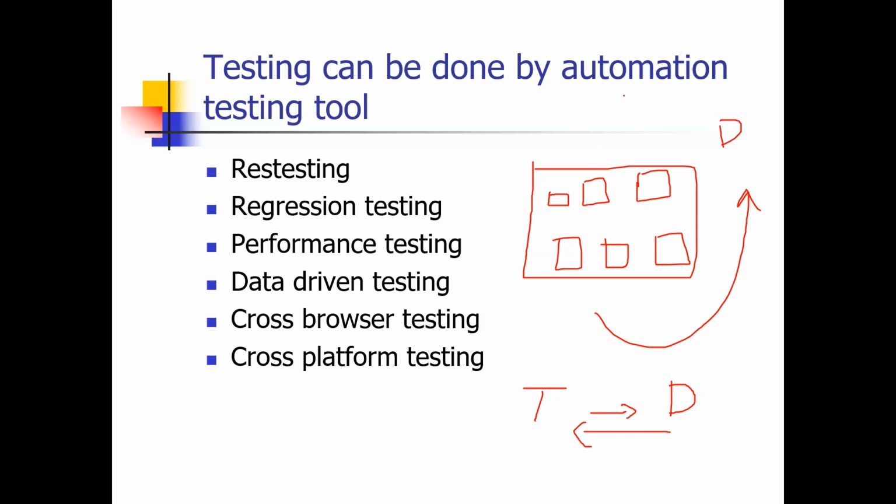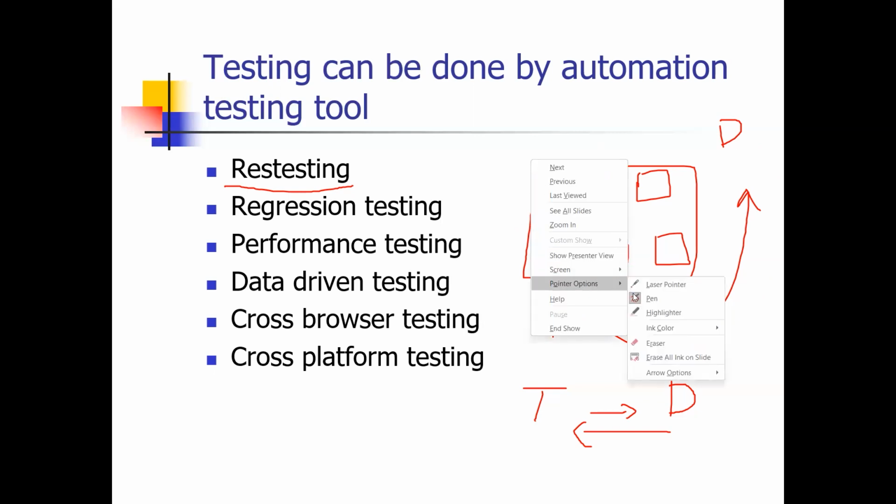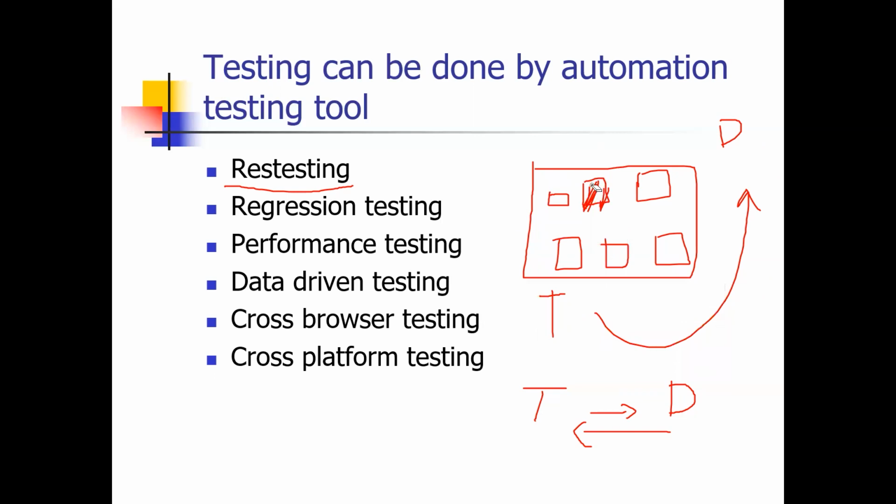Again, listen. What is retesting? Suppose this is the code, and there is some problem in this particular block. While doing testing, the tester finds this bug and sends it to the developer. The developer removes this bug and sends it again to the tester to recheck whether it is fixed or not. So tester to developer, developer to tester, that is called retesting: retesting of the code which had a bug.